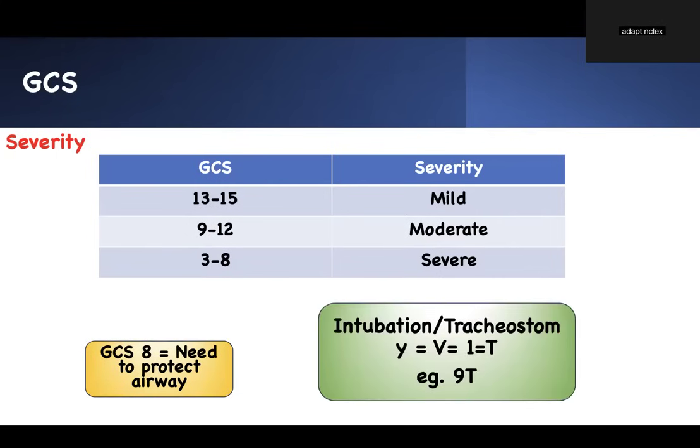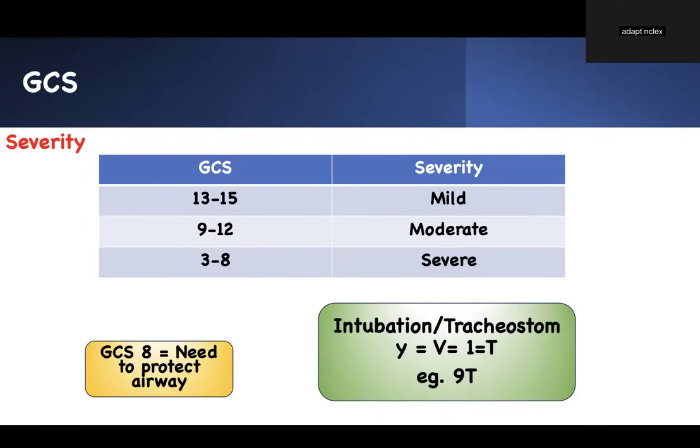Remember, there are some patients who already have a tracheostomy or are already intubated. You cannot assess their GCS in terms of verbal, so the maximum they can get is 1. Most of the time you will see V cannot assess, or you give them 1, or you give them T. So if you see 9T, it means the patient is intubated or has a tracheostomy, and I cannot assess their verbal response. So watch for that when you see a T or V in the GCS.